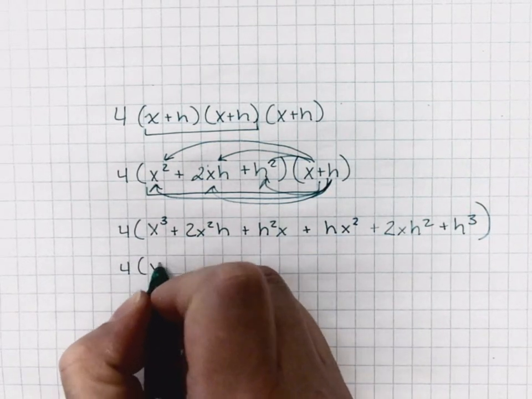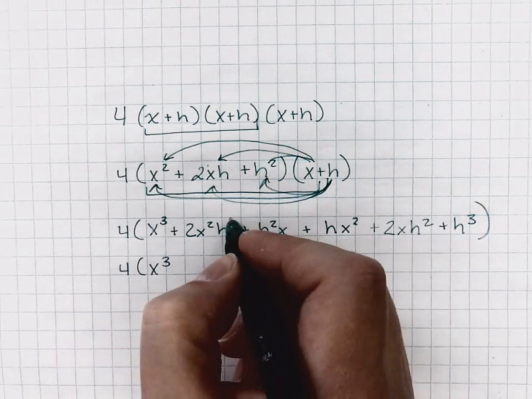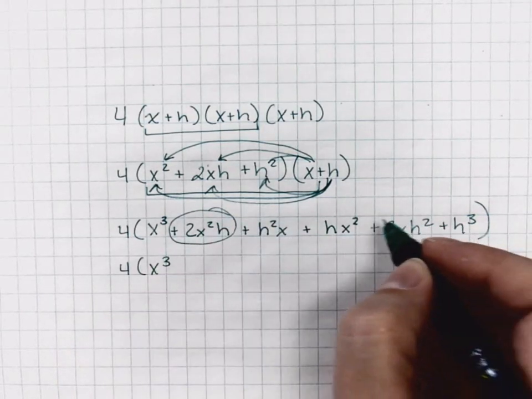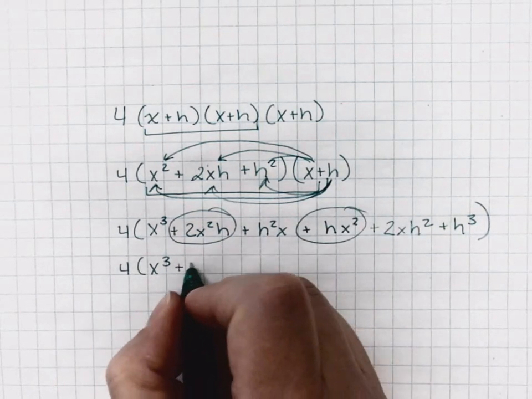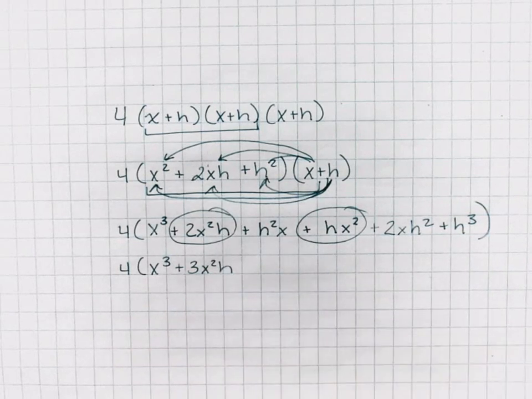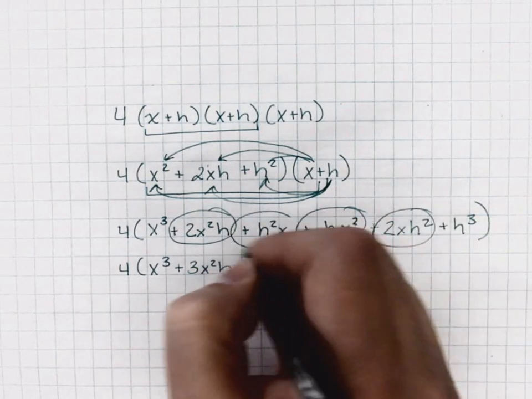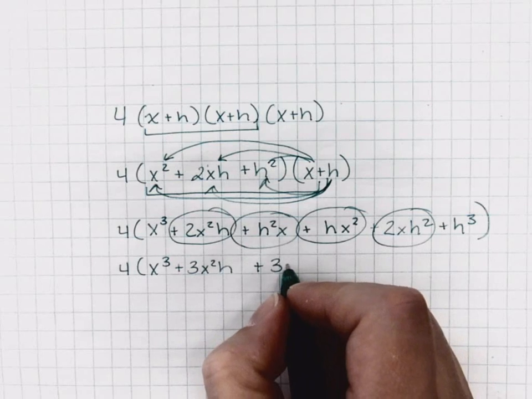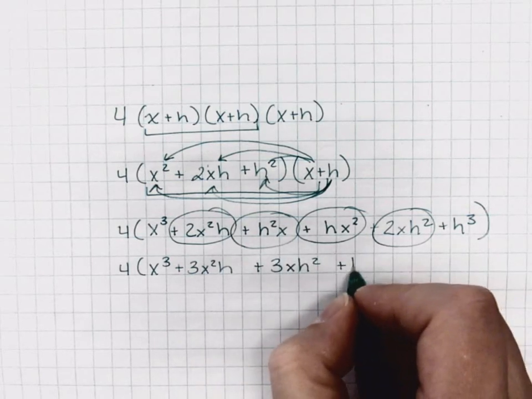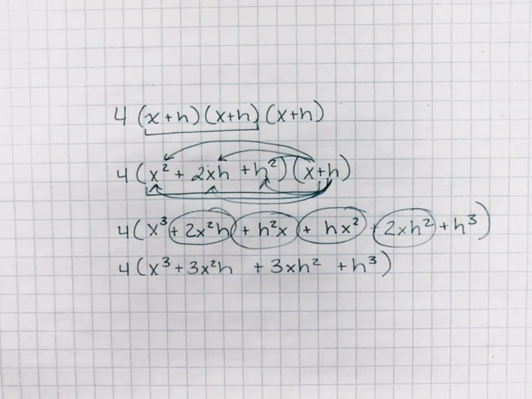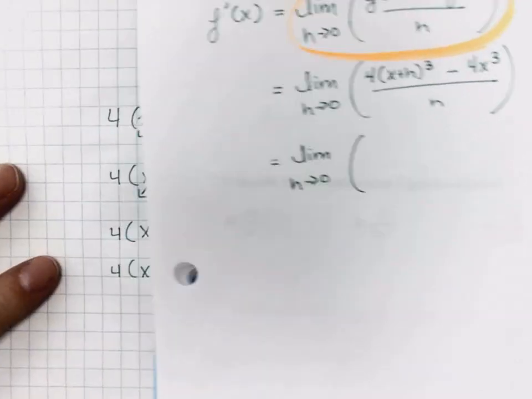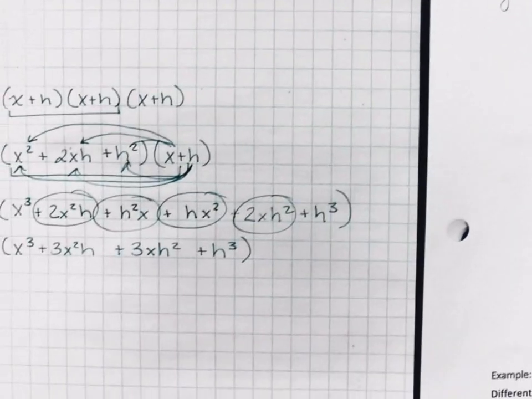So I have 4x cubed, so this one and this one go together. And then this one and this one go together. Oh my goodness, now I gotta do 4 in there. Okay. So I'm gonna hop back to my page for a second. So I'm just gonna be copying.